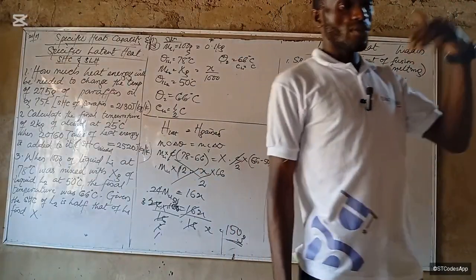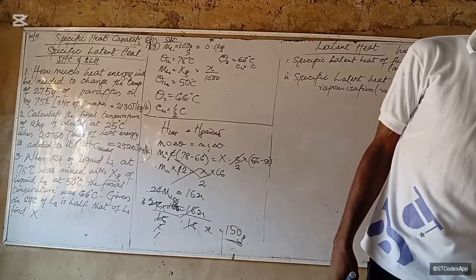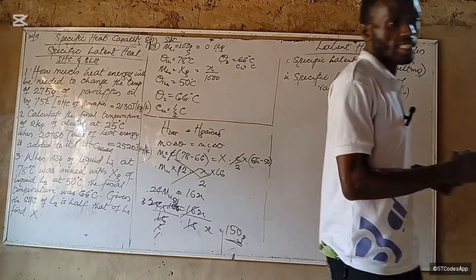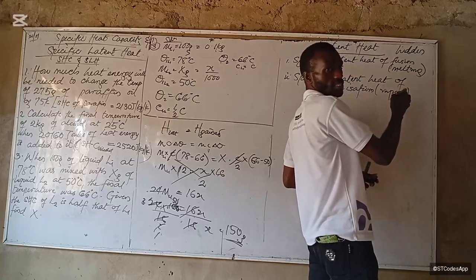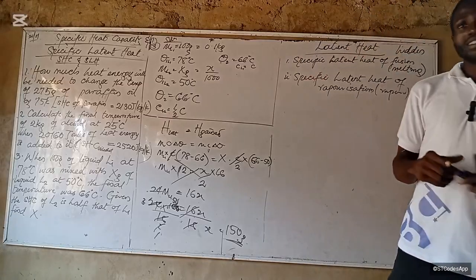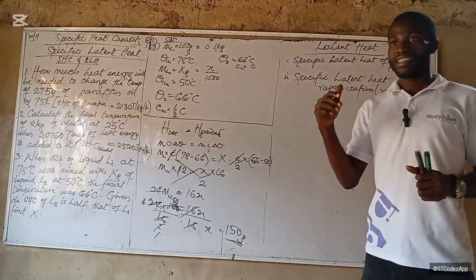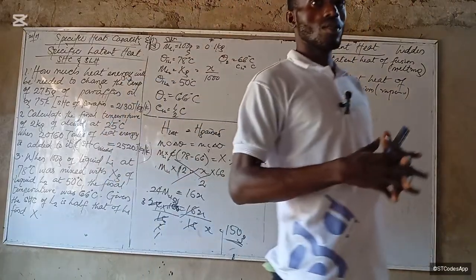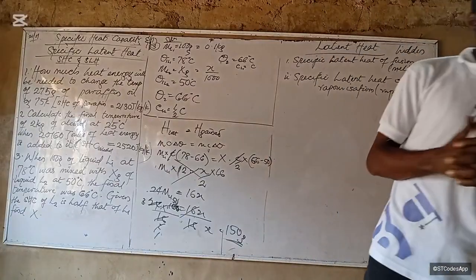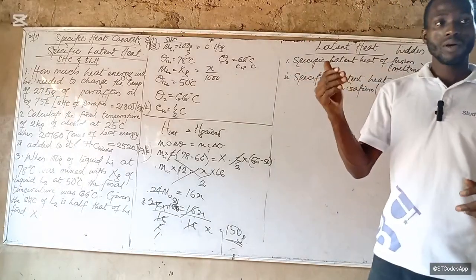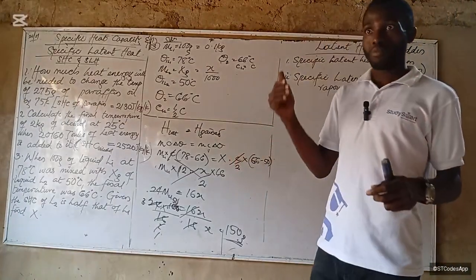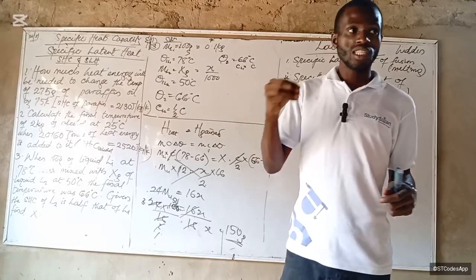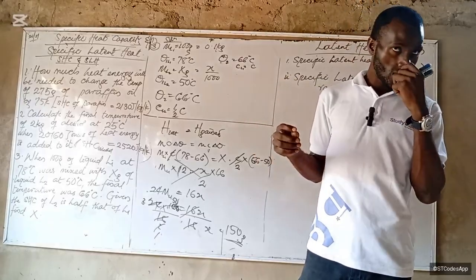So it's the amount of heat required to what? Melt a unit mass of ice, to melt a unit mass of ice without a change in temperature. It's simply lost. The specific latent heat of ice is the amount of heat required to melt a unit mass of ice without a change in temperature.